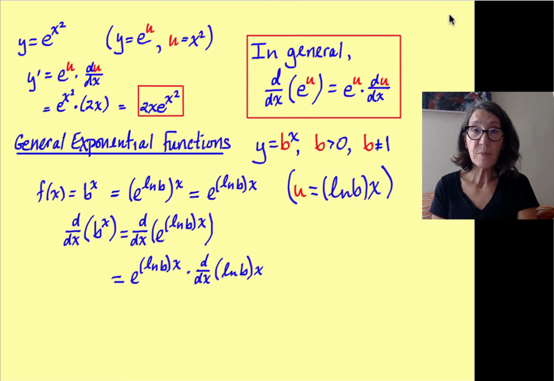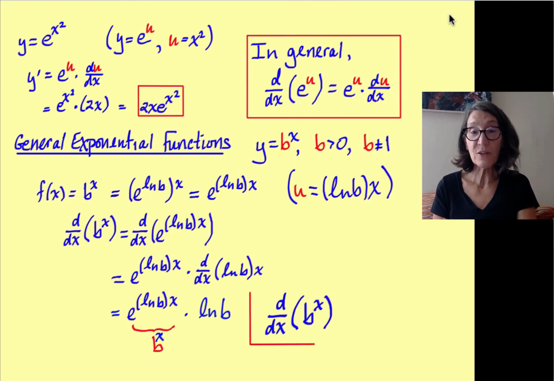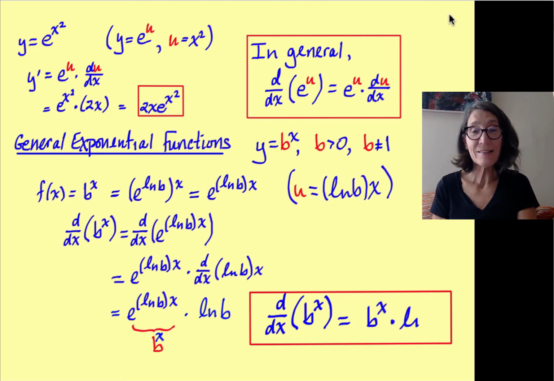Well, the natural log of b is just a constant. So what's the derivative of a constant times x? It's just the constant. So what we get is e to the natural log of b times x, times the natural log of b. And remember, e to the natural log of b times x was just b to the x. So in the end, we get the following formula for the derivative of b to the x. We get b to the x times the natural log of b.